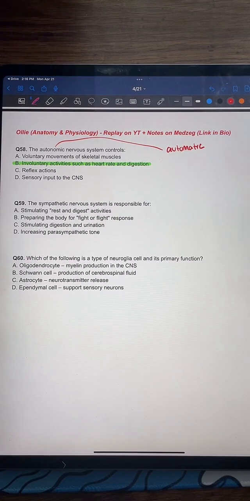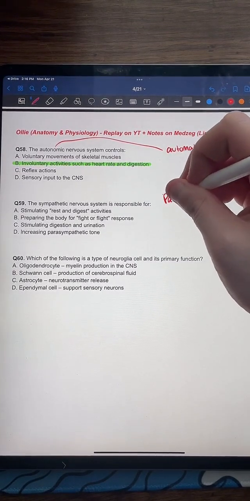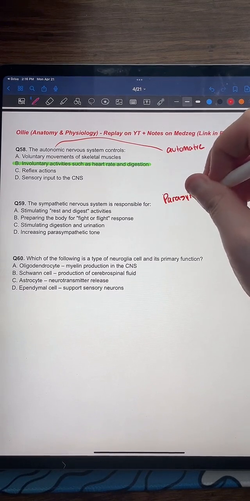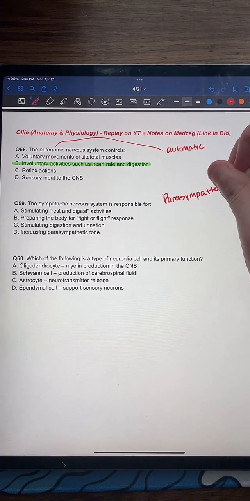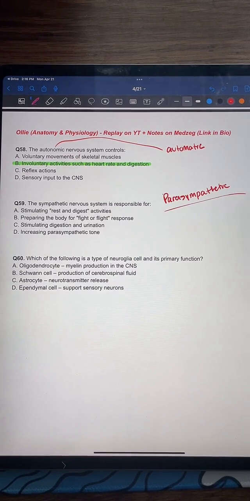59, the sympathetic nervous system is responsible for the sympathetic. And then you also have, we'll talk about the parasympathetic as well afterwards.